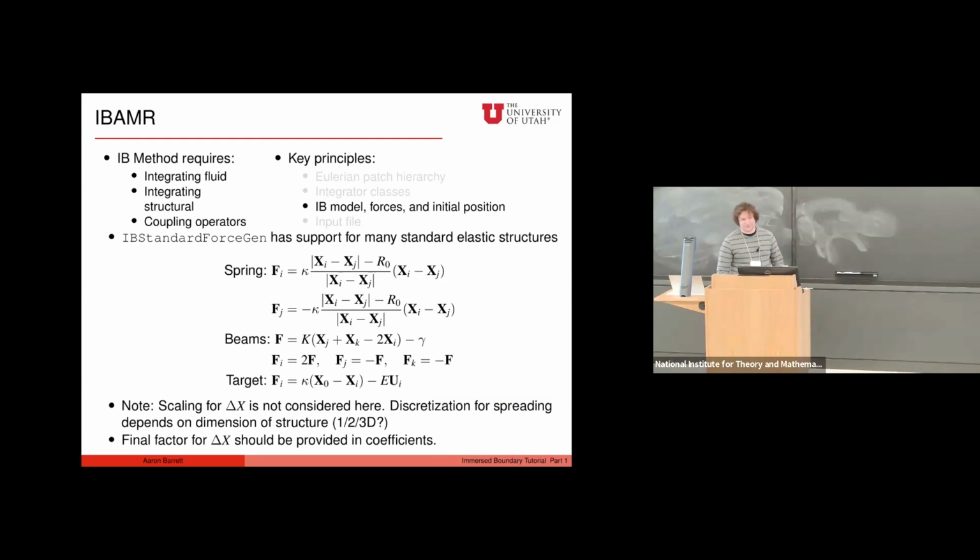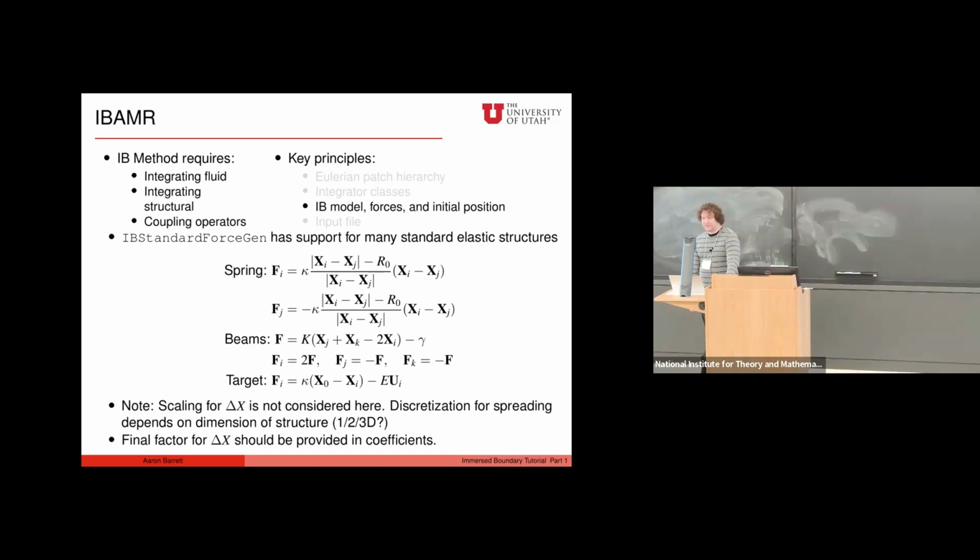So it has standard support for many standard elastic structures. So for example, you might consider springs between points. So this is the elastic tension energy that we derived earlier. You can also have support for beams. So you can try and hit a prescribed curvature between points. And then there's an important thing called target points that we can use to prescribe motion. So target points look like a spring that we tether to some prescribed location.